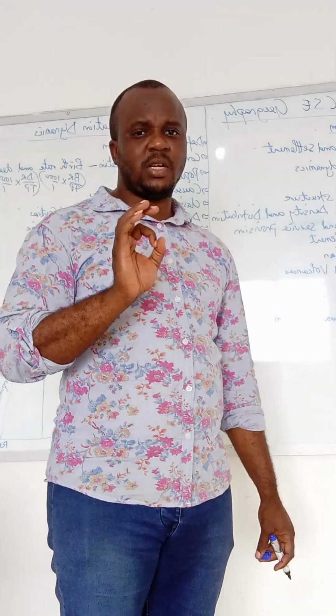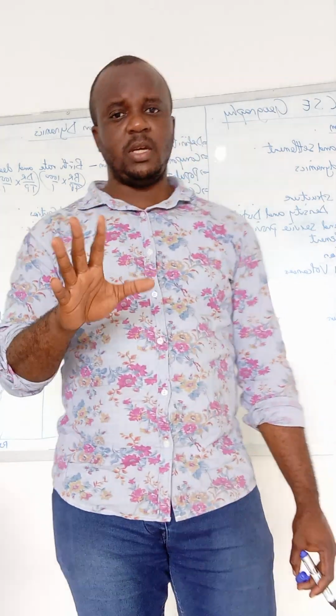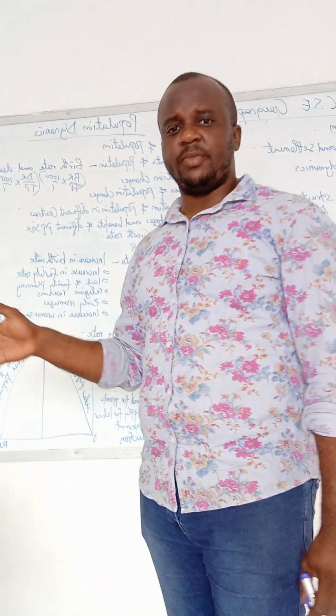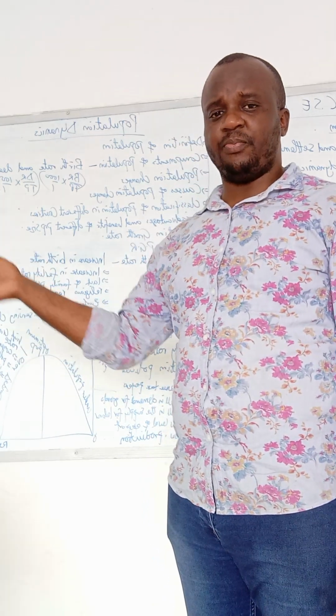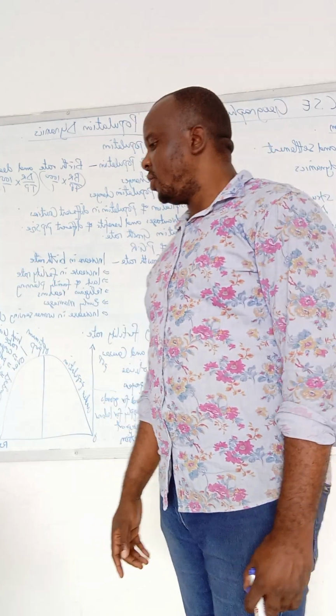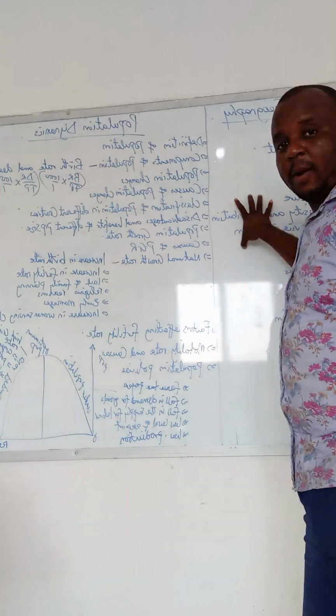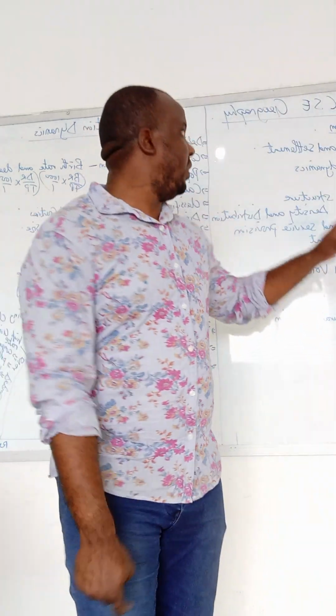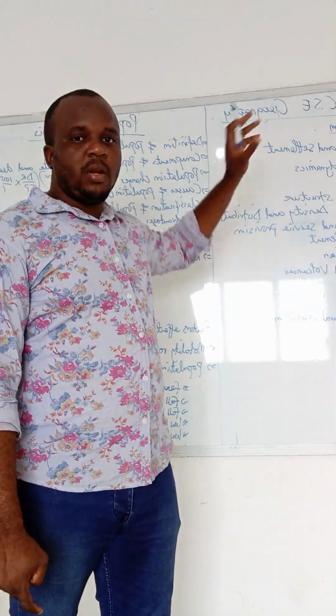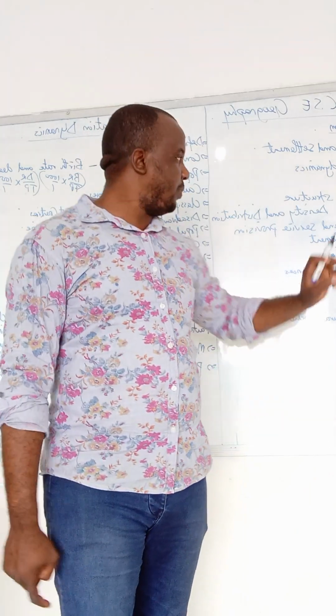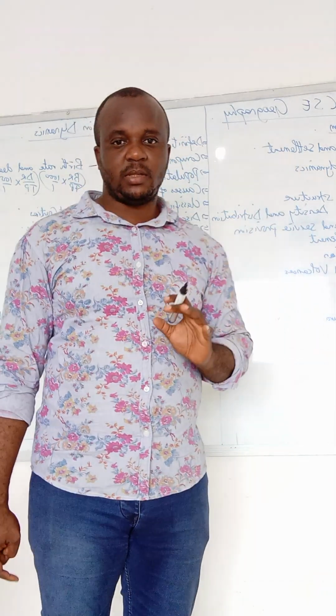Now, geography is a social science, so most of the things you're going to see or listen to in the lessons are things you can see in your environment. Okay. So, according to the program, we are going to start with population and settlement. Now, under population and settlement, the first subtopic is population dynamics.